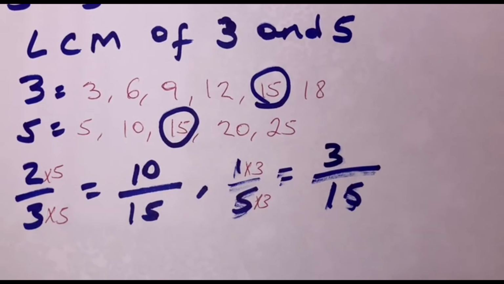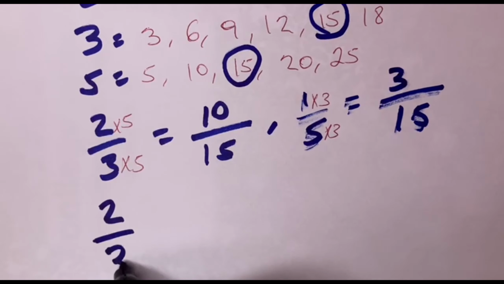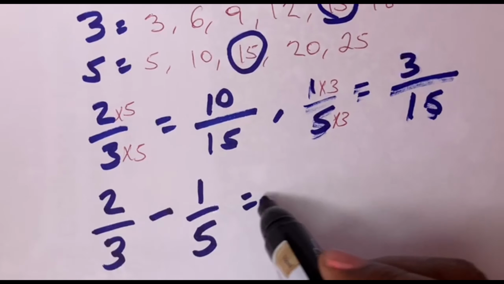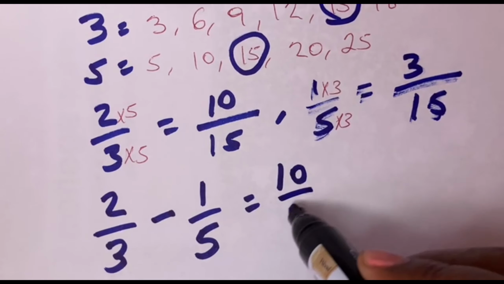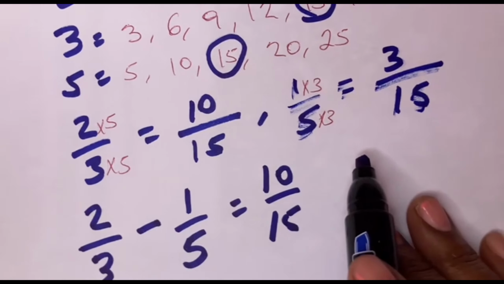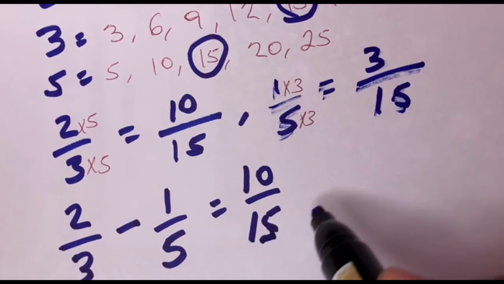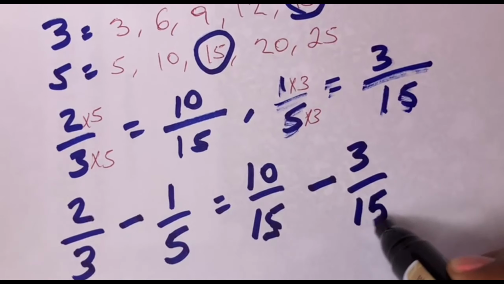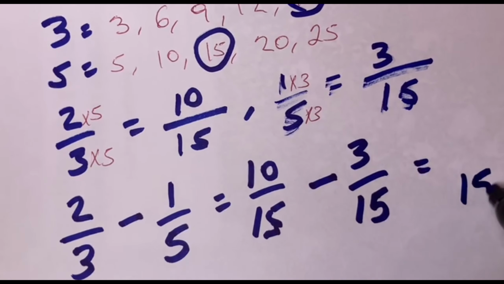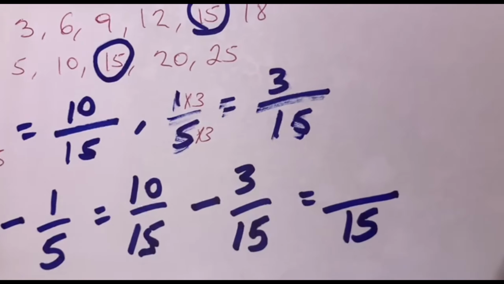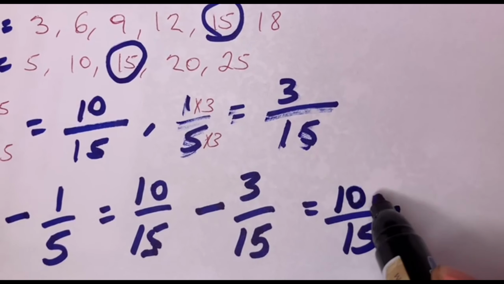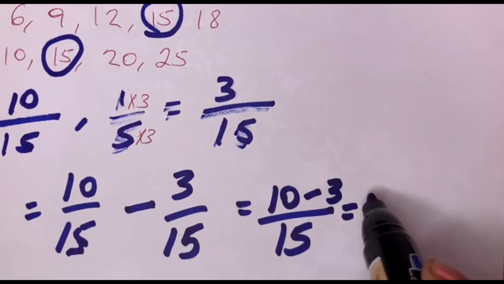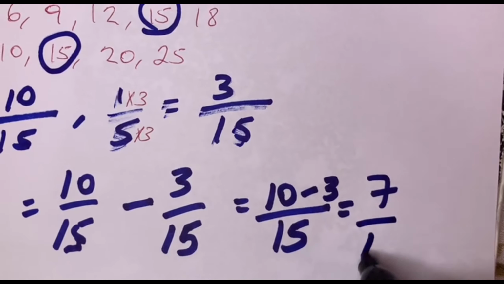So 3 over 15. 2 over 3 minus 1 over 5 is the same as 10 over 15, because 2 over 3 changes into 10 over 15, minus 3 over 15. So they have the same denominator now, 15. Then subtract 10 minus 3. So when we subtract 10 minus 3, it is 7 over 15.